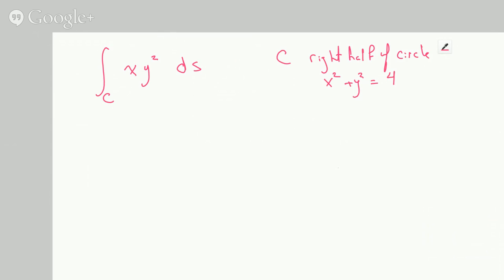Okay, so we will do another example on a line integral. And the question is to evaluate this line integral x y squared ds on a curve C, where C is defined as the right half of the circle x squared plus y squared equals 4, oriented counterclockwise, which is the positive orientation for line integrals.